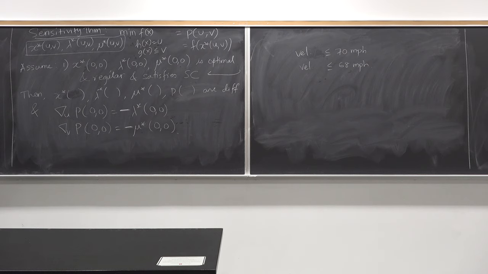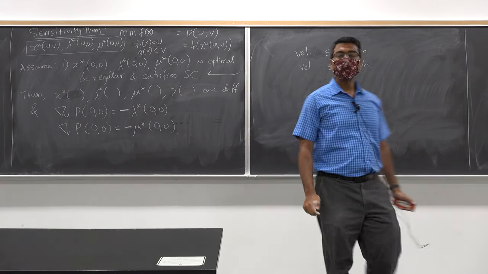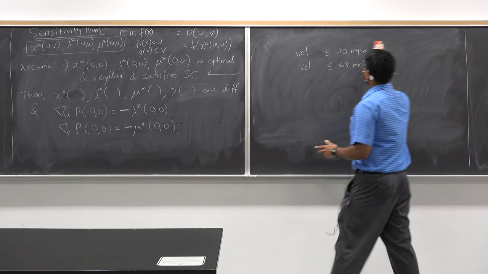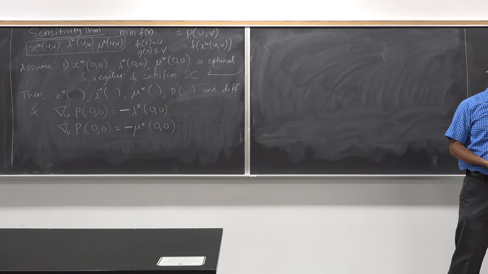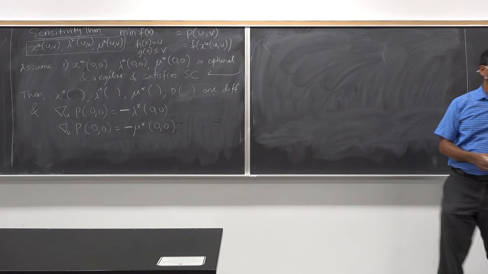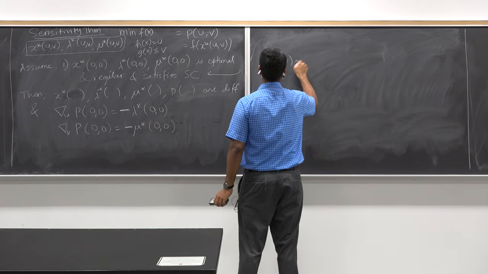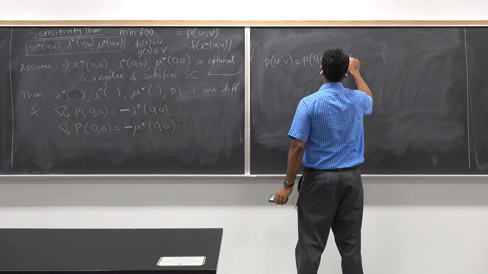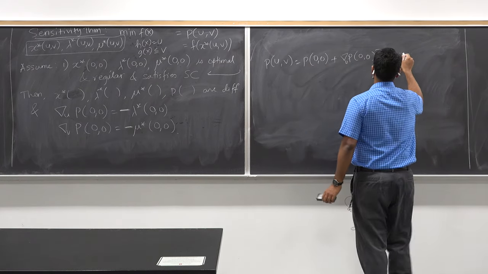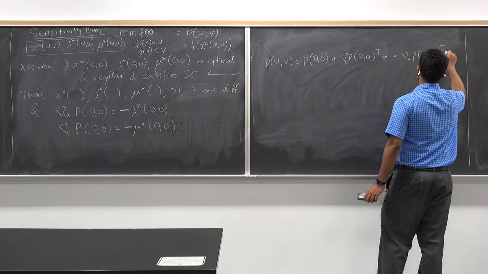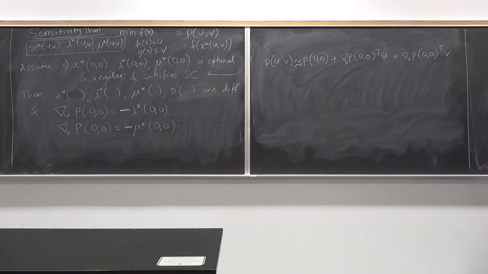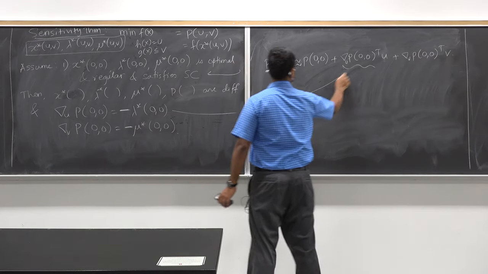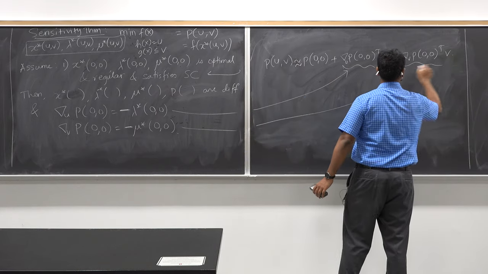Yes, please. How do we actually find p(u, v) from this one? Yeah. Excellent question. So you can't really find p(u, v) directly, but you can find the first order, what is that called? Approximation. So remember that p(u, v) is approximately p(0, 0) plus the gradient in u and v times (u, v). Well, it shouldn't be equal to, it should be a first order Taylor approximation of p(u, v). Of course, this term is the same as this term. And this term is the same as this term.